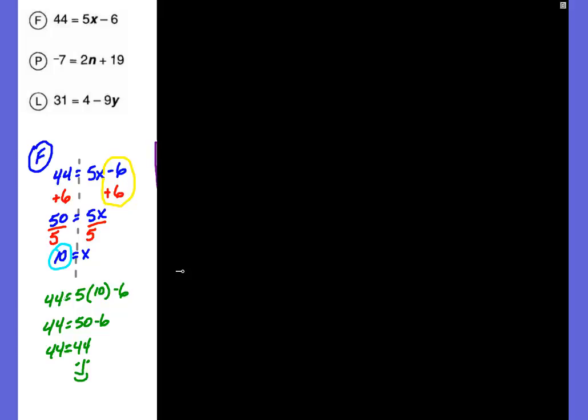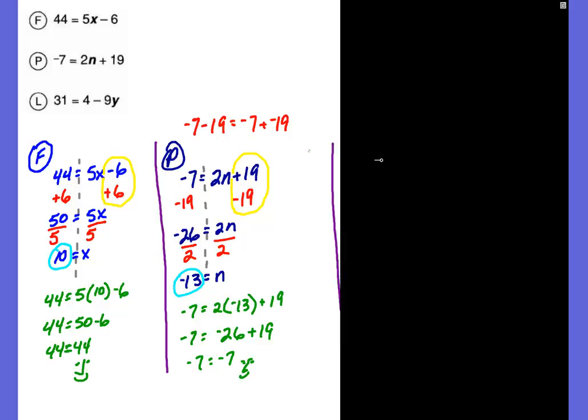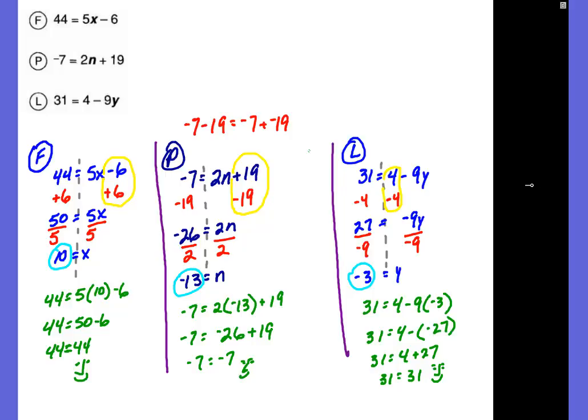All right, here are the next 3. Letter F, we got the answer of 10. Letter P, we got the answer of -13. And here was another step where we had -7 minus 19. Change it to -7 plus -19. Then it's really clear that it's going to be -26. I saw some students earlier working that problem, and they were getting 12 or -12. They were doing 7 minus 19 or -7 minus or plus 19. So changing it all to addition can certainly help. And then finally letter L, -3.